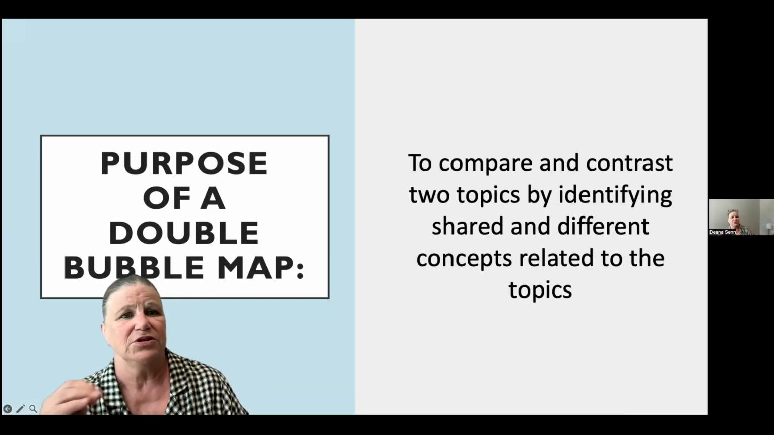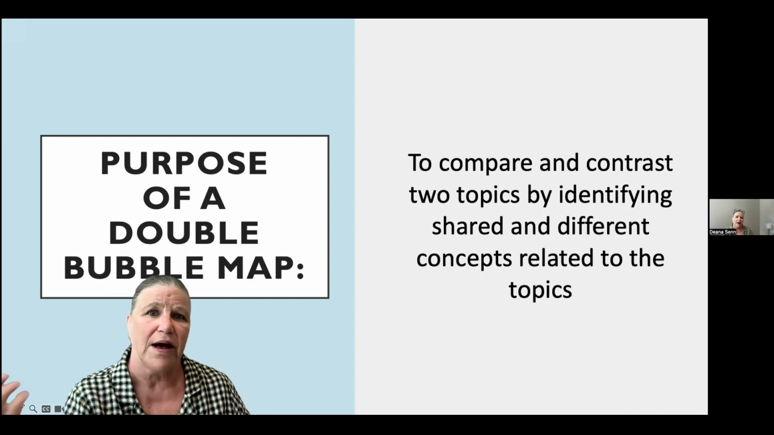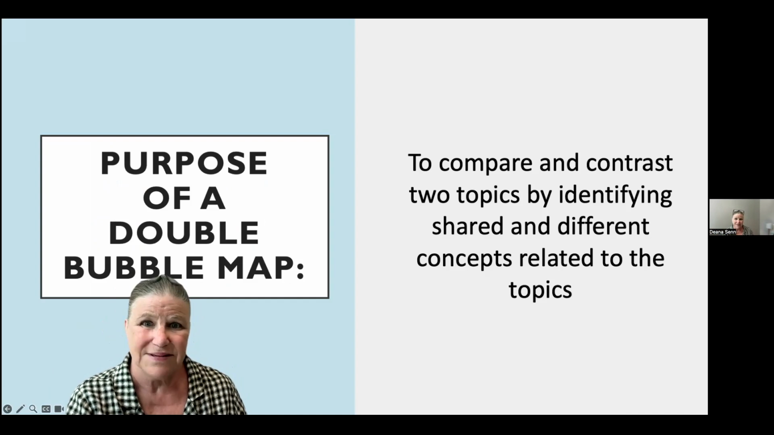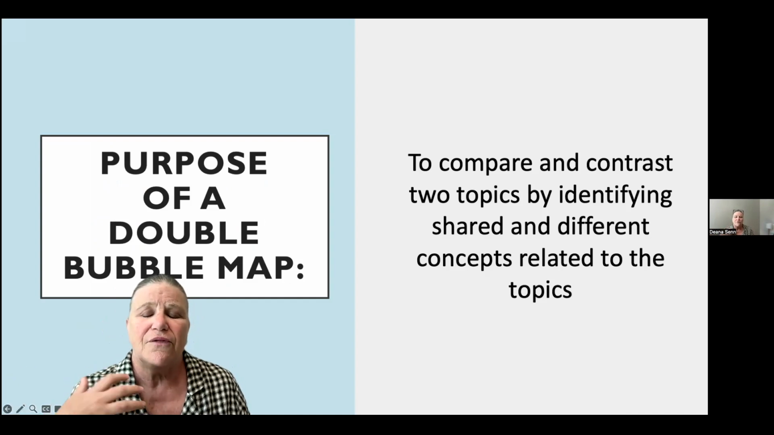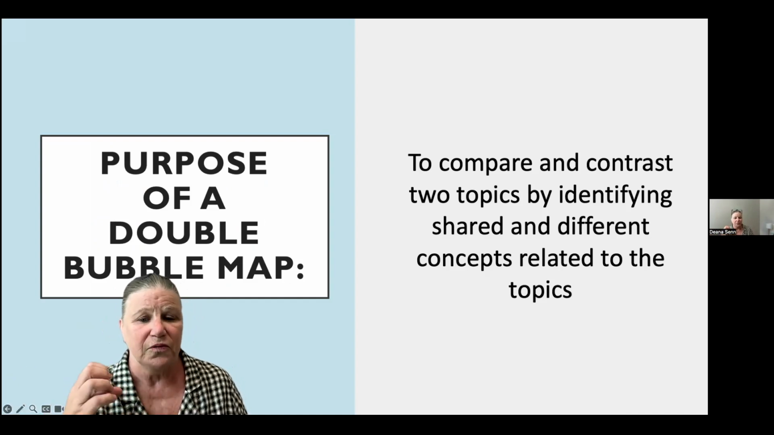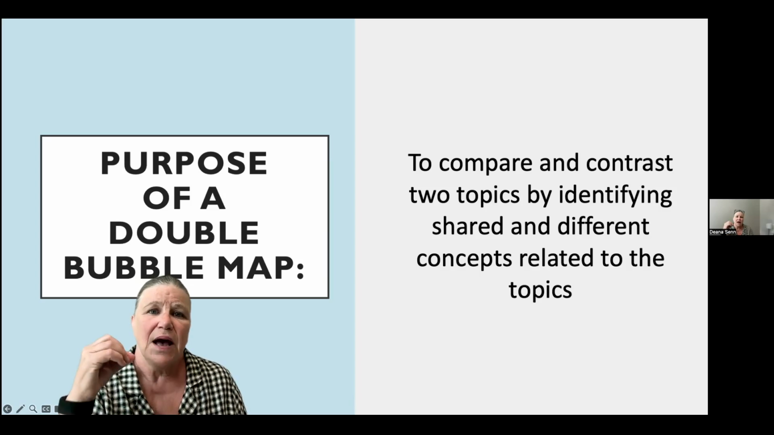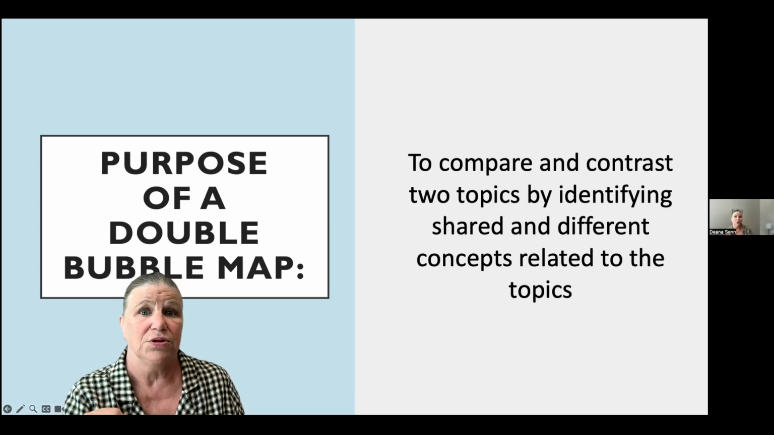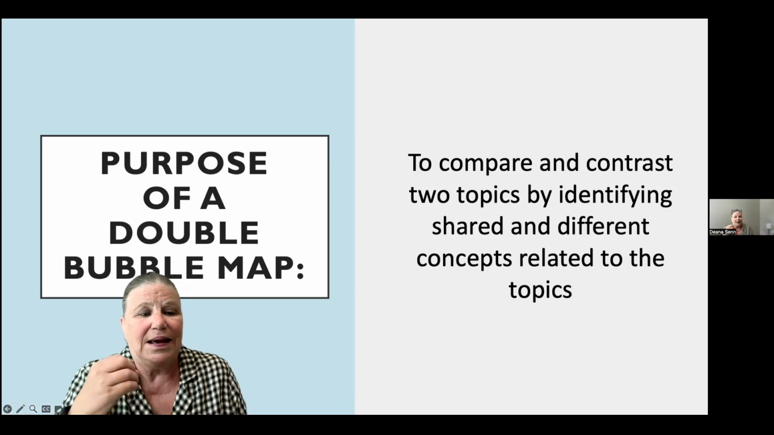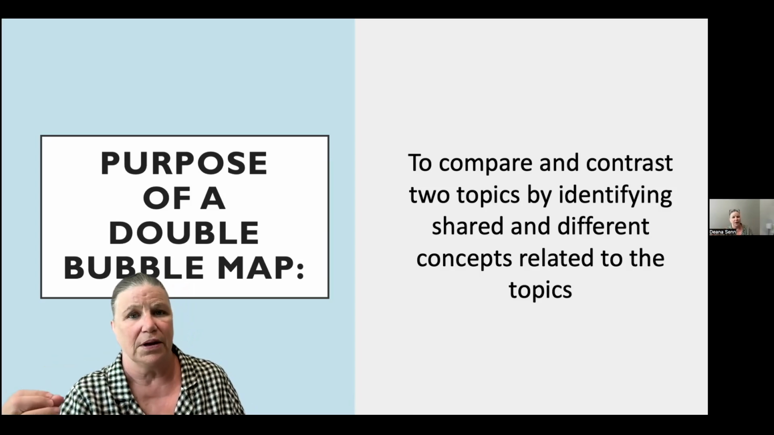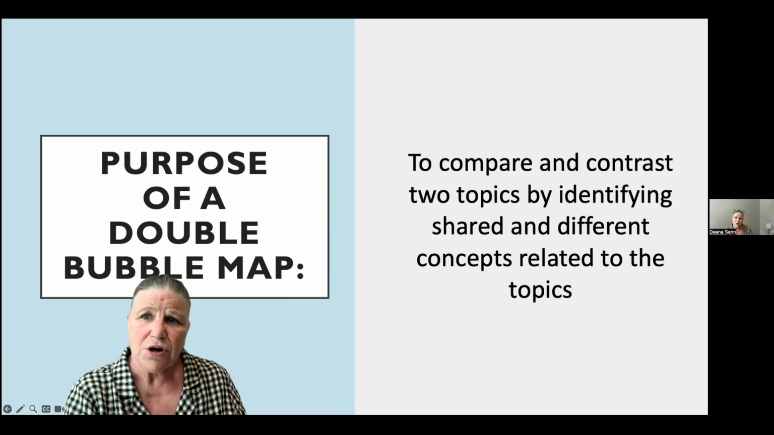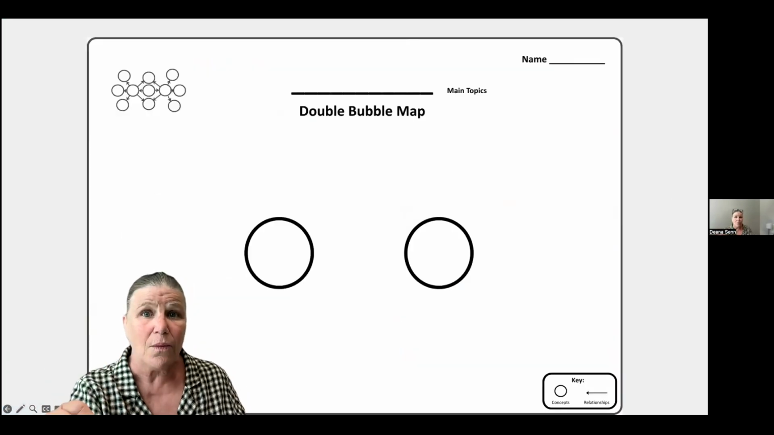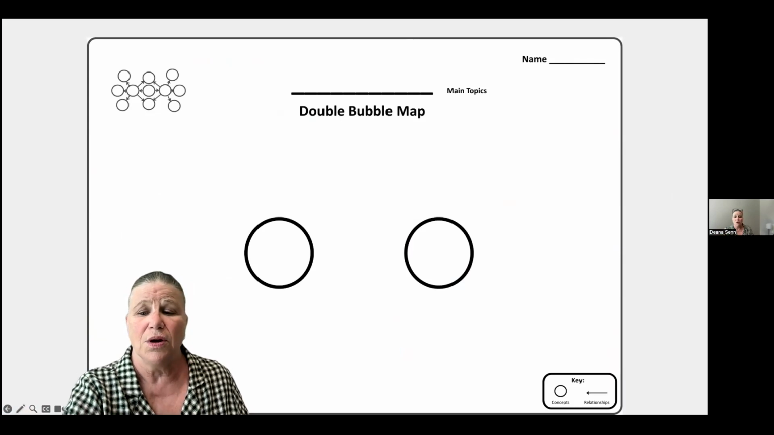So what is the purpose of a double bubble map? It's to compare and contrast 2 topics by identifying and sharing different concepts related to topics. That's huge. For me, a double bubble map is a very specific way to help our students compare and contrast, because sometimes our students, when they compare and contrast, get limited with what they're comparing and contrasting. But if we start with that blank document, that one I just showed right here, sometimes our students don't know what to do.